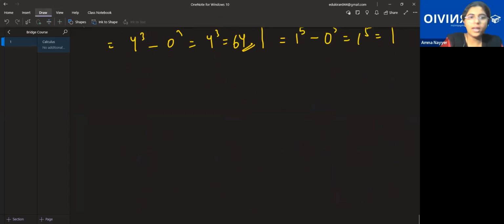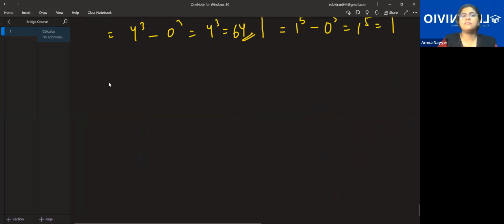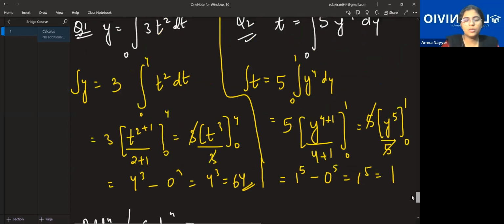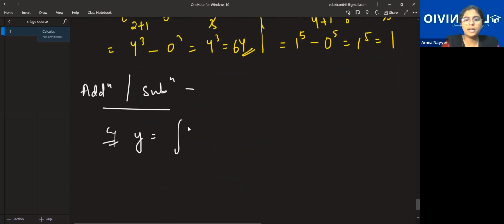See, for addition and subtraction, this is only needed if you have addition or subtraction. Same thing you are going to do, just put in the signs. For example, if we had the same question, what was this equation? This was the integral of 3t square dt from 0 to 4.